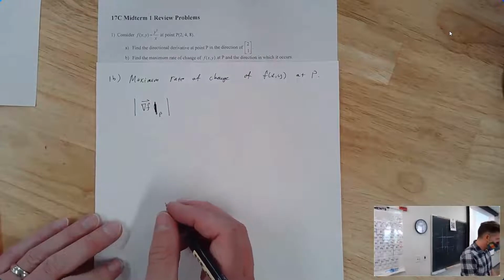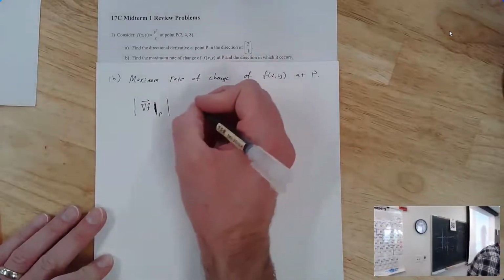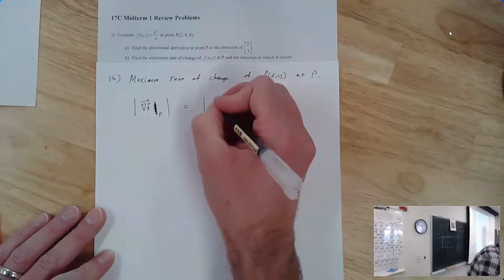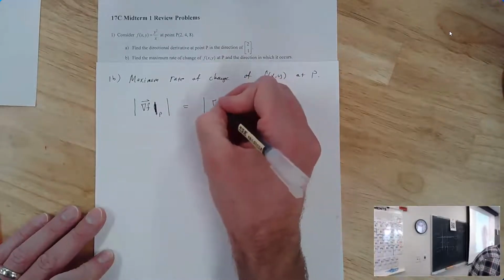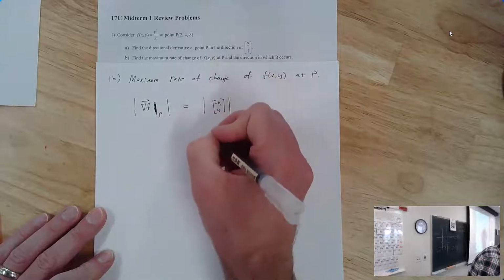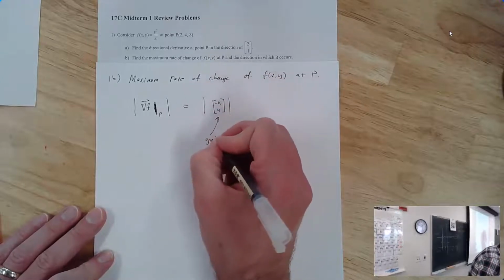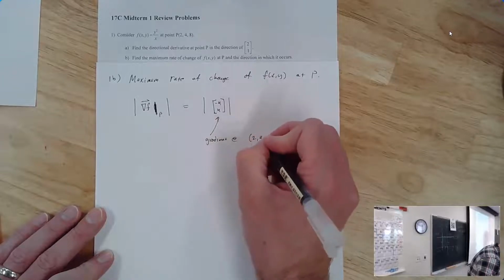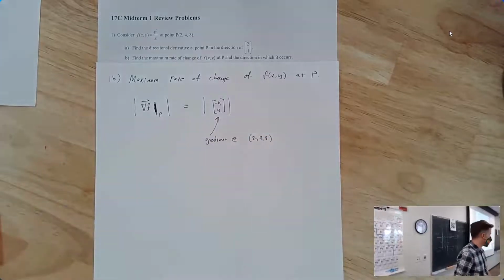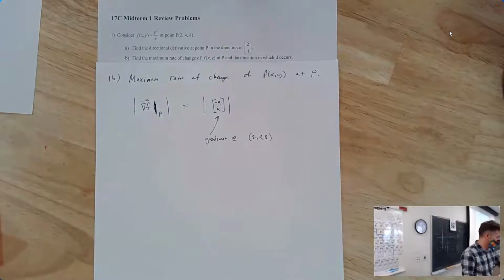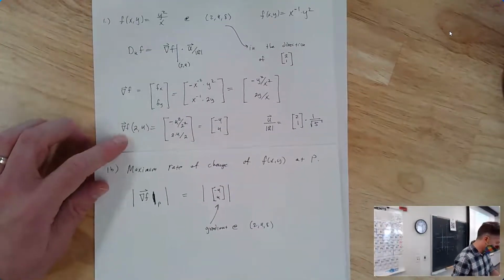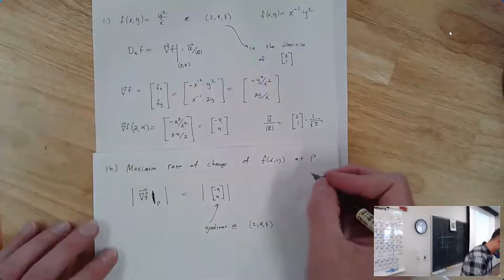Well, we've already found the gradient before, right? We know that that's going to be the magnitude of the vector negative 4, 4. Right? That is the gradient at the point 2, 4. We did that work in the previous problem, right? There's the gradient right there at the point 2, 4, which is what P is.